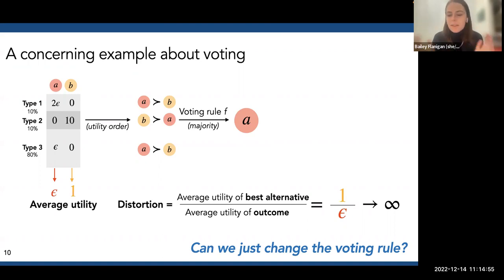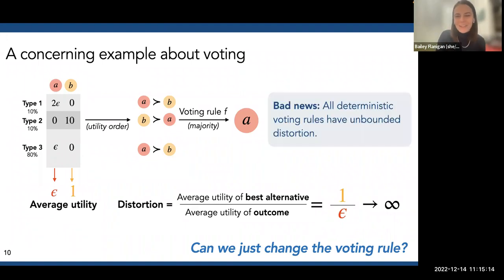Does anybody have any thoughts on whether we can change the voting rule and avoid this problem? Feel free to chime in if you want. Okay, you don't have to chime in. Okay, I'll just tell you. You can't change the voting rule. There's nothing you can do.